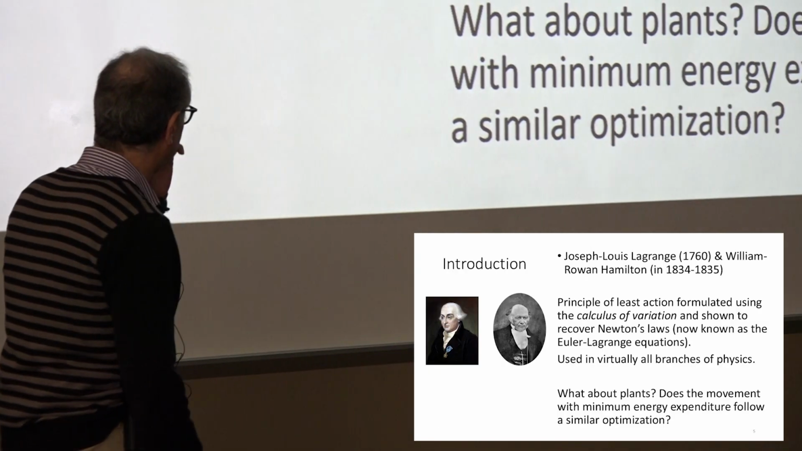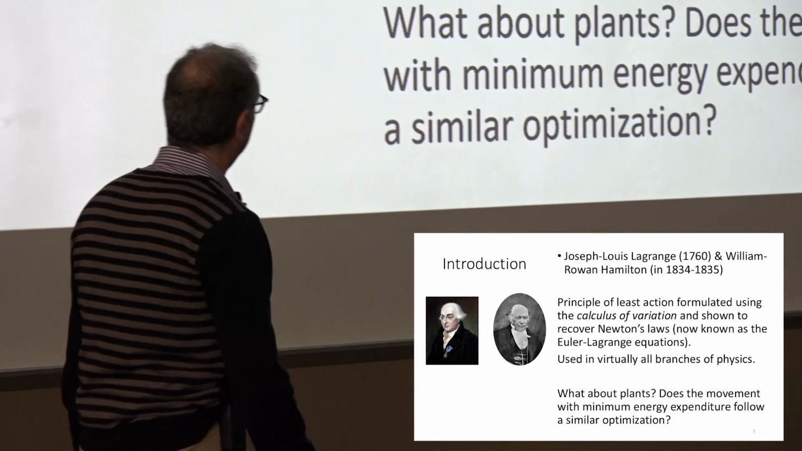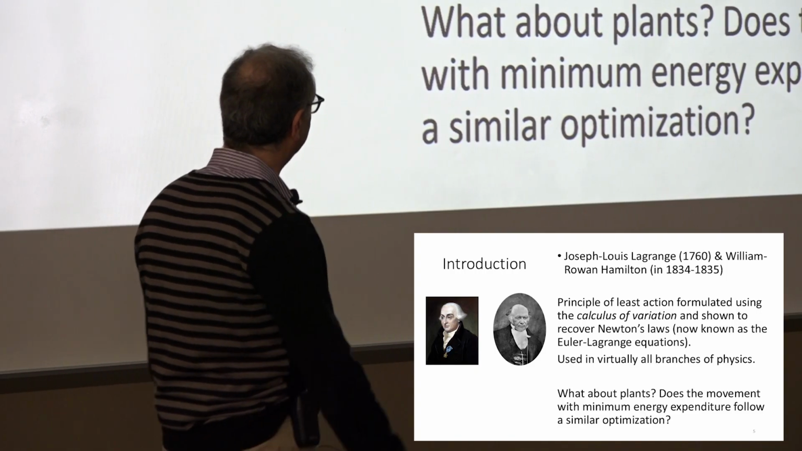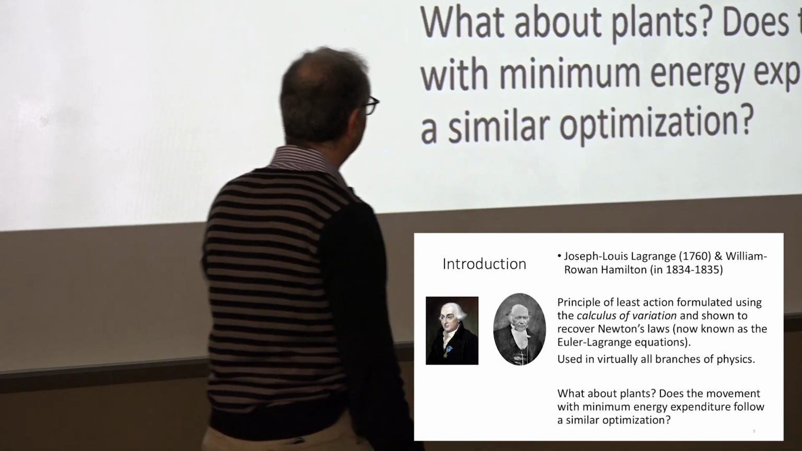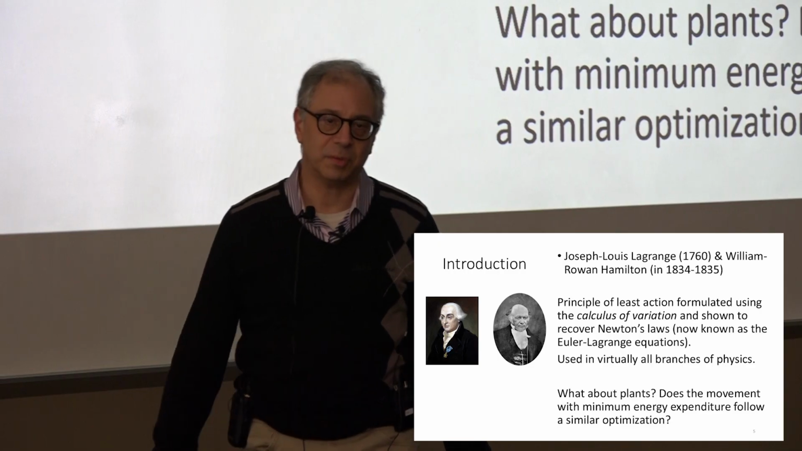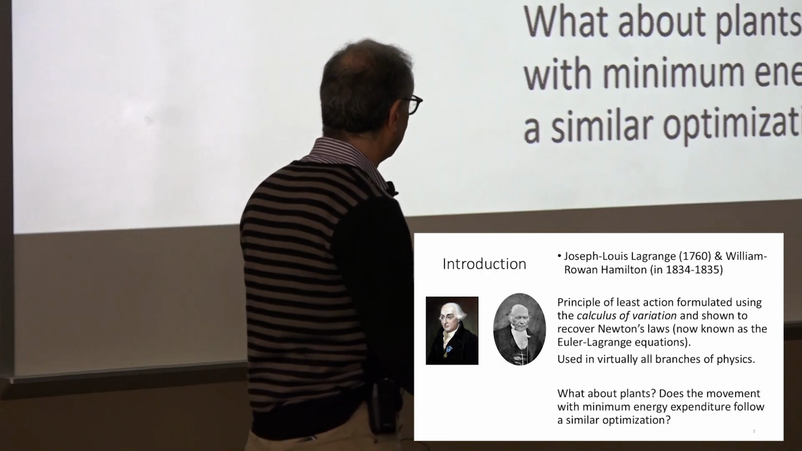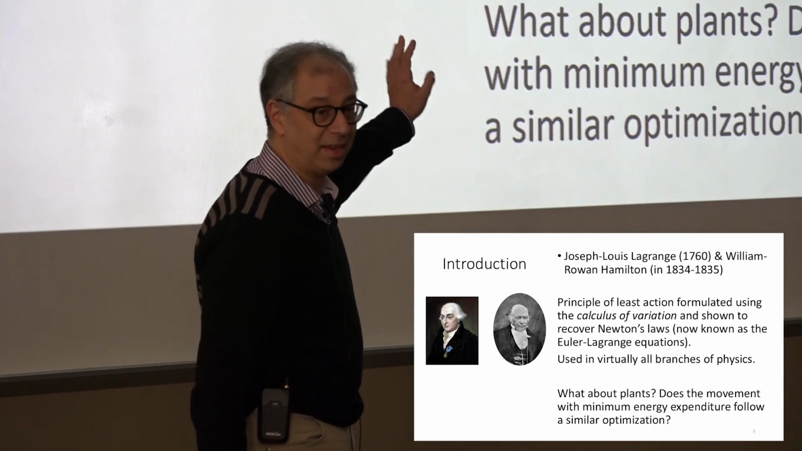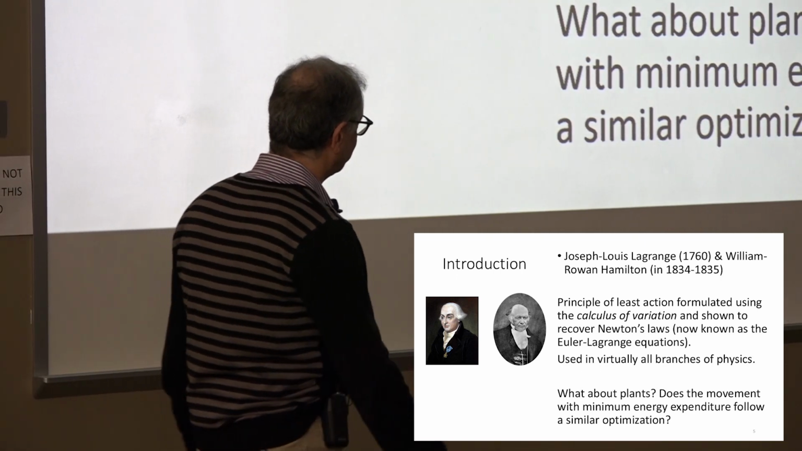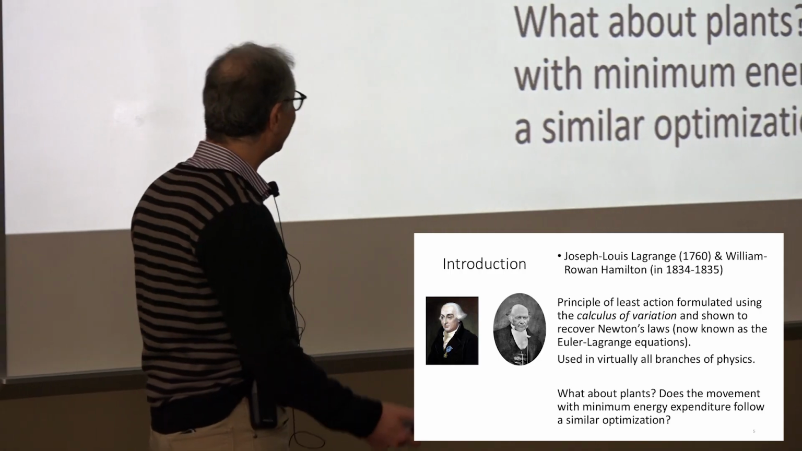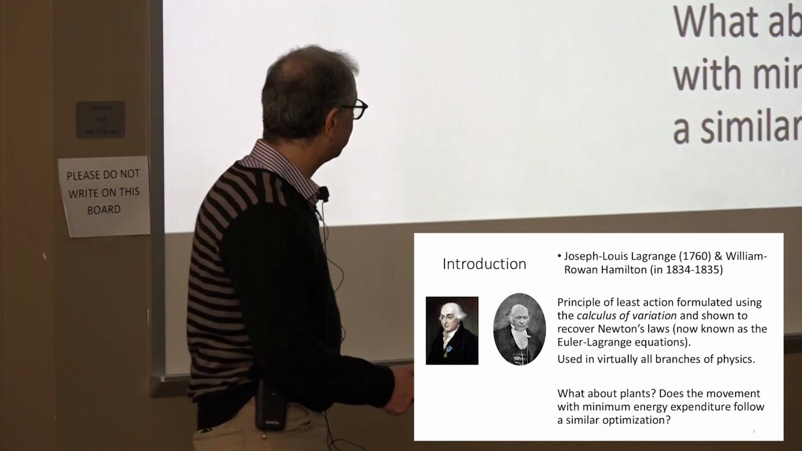Okay, now just to wrap it up, of course, the principle of least action is now much more studied and much more understood, thanks to the work of Joseph Louis Lagrange and William Rowan Hamilton. It led to the discovery of the calculus of variations, and in fact, Newton's laws were recovered from the principle of least action, using techniques that now we routinely use in physics that are based on the Euler-Lagrange equations. Also, by the way, economists and many other optimization principles use the same ideas. So again, now we are going to jump into the plants and see whether we can think about the movement with minimum energy expenditure following similar optimization principles.